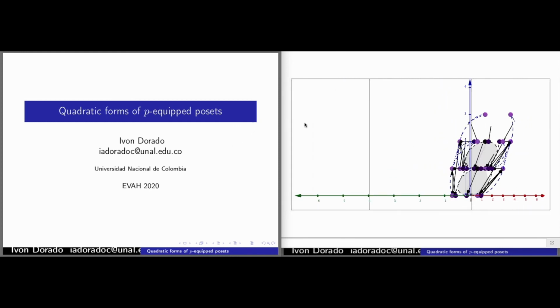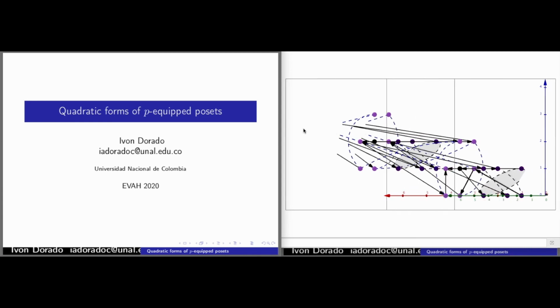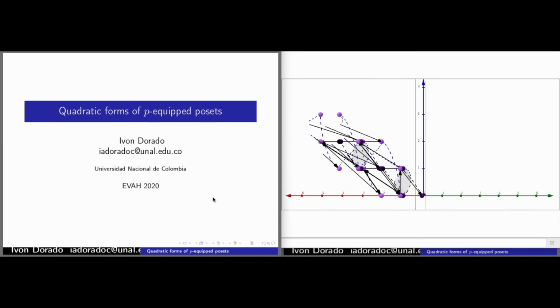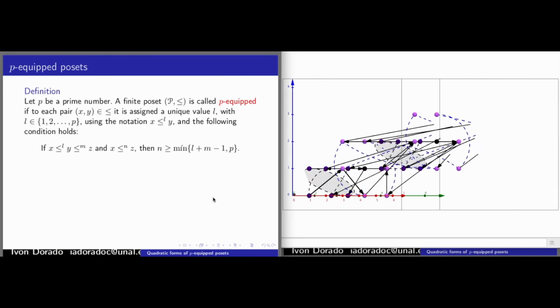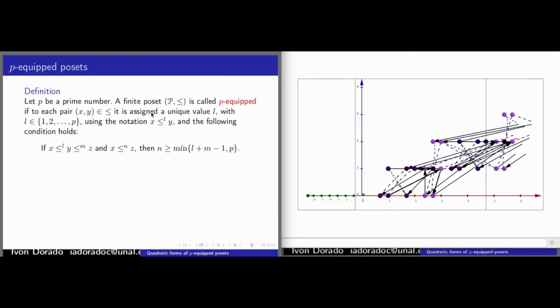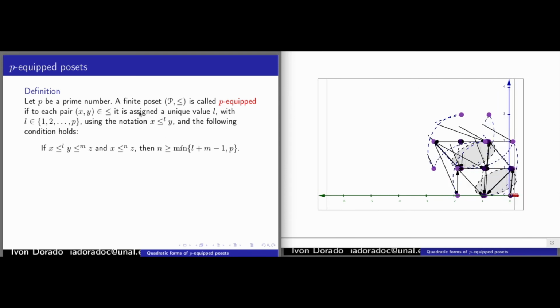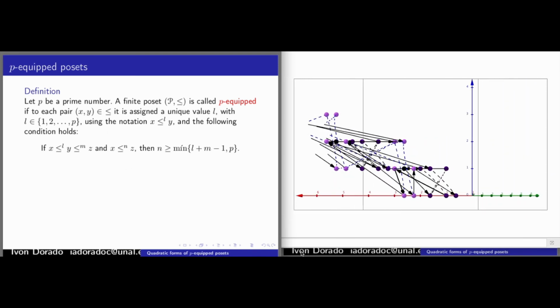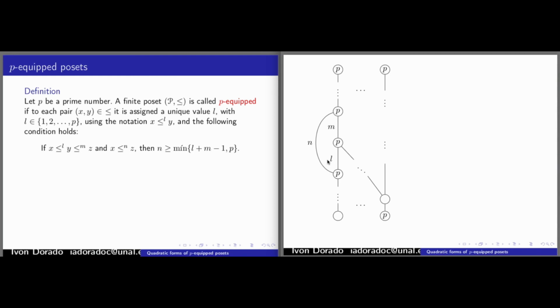For example, this picture here is the Hasse quiver of a 10 p-equiposet. These posets are finite posets in which to each pair of comparable points we assign a number between 1 and p satisfying this condition. That means if we assign, for example, L here and M here, those are arbitrary numbers between 1 and p, then the n we assign to this relation is greater or equal than this number. Then the order relation splits in p relations and we distinguish two.